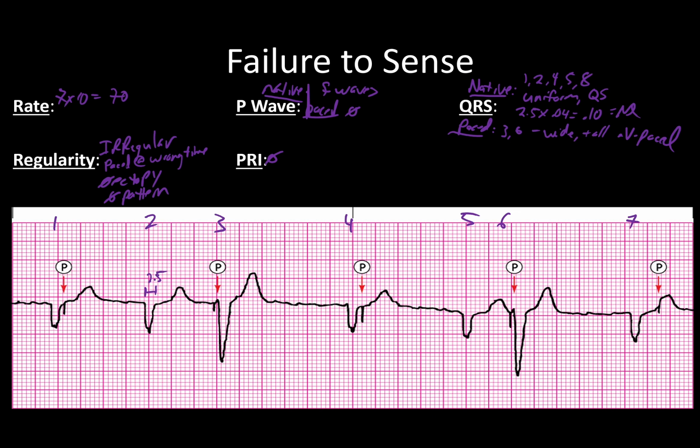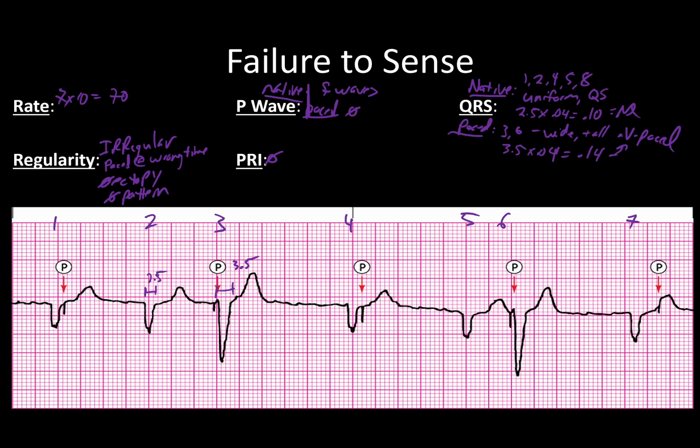If we want to measure it out just to confirm that those are the widths, of course we can measure from about right here to about, I would say this is probably our mark. So we've got 1, 2, 3.5. Sorry, I'll get this written here. 3.5. So that is again wide. So that's helping confirm that we've got V pacing.